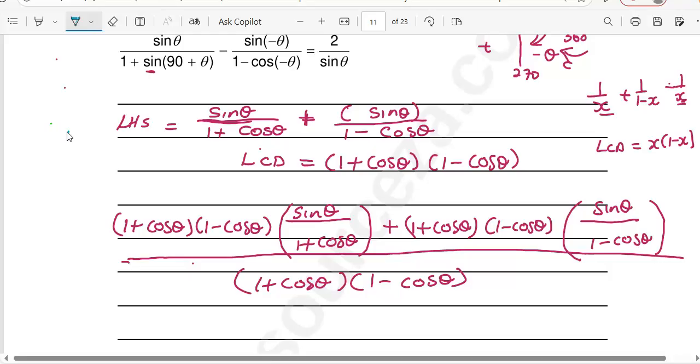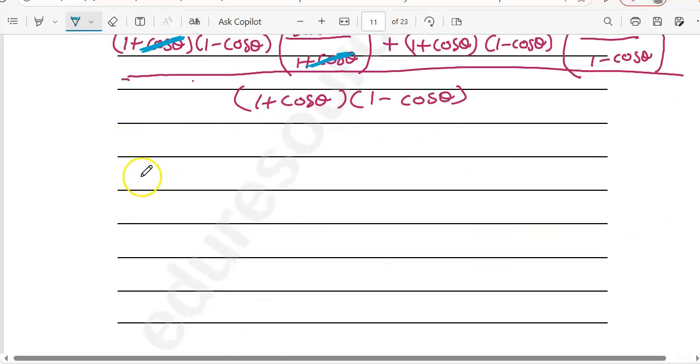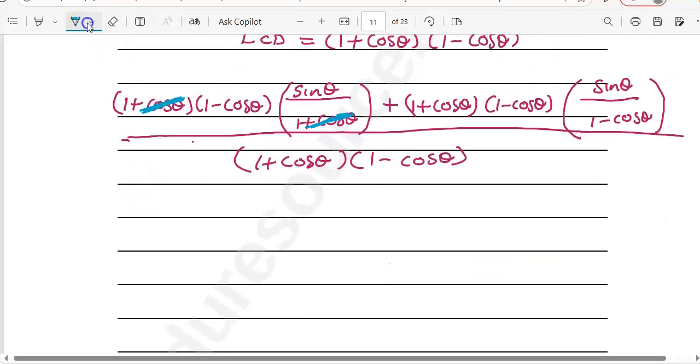Let's try and check this. Can you see this? 1 plus the cos theta will cancel with that one. So what am I left with? We are left with here on top, what do we have? We have 1 minus the cos theta into the sine theta. Plus, we have another thing that will cancel.